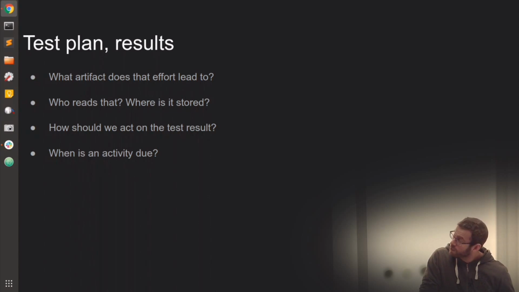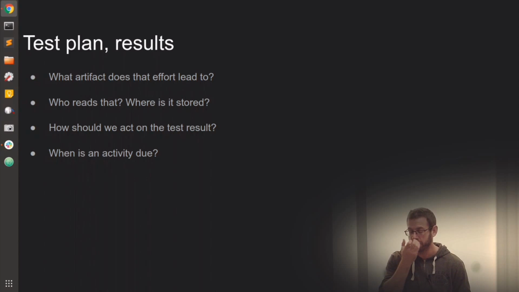When we write the test results, I've already communicated some of these, but we need to think of the reader of that one. Who is going to read this? What kind of action is going to be done with that? Where is it going to be stored? How should we act on the test results? So of your test effort, who's going to receive that test report? Who's going to get it on its table? What kind of decision is going to be made with this test report?